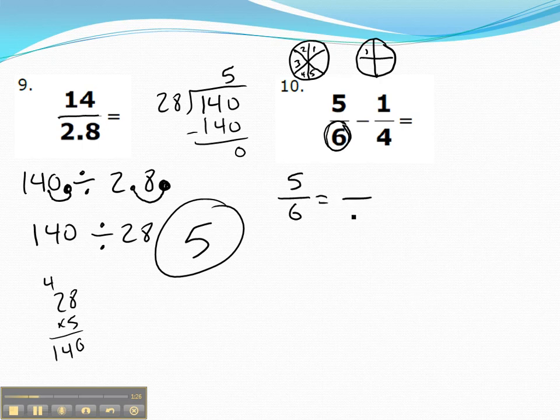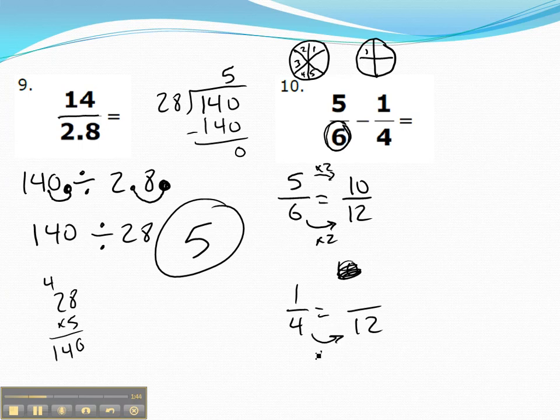5/6 equals how many 12ths? 6 times 2 is 12. So I multiply my numerator times 2, and I get 10 12ths. So I'm rewriting 5/6 as, well, let me just do the other one first. 1/4 equals how many 12ths? 4 times 3 is 12. So multiply the numerator by that same factor, and we get 3 12ths.